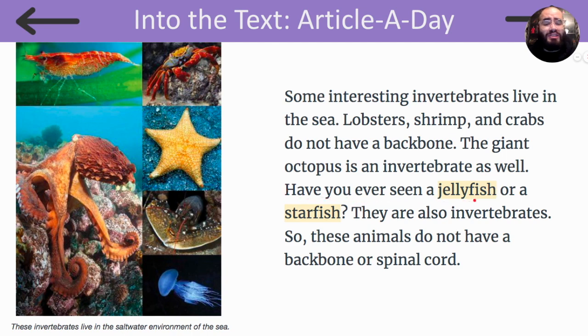Have you ever seen a jellyfish or a starfish? Here we have a starfish. Here we have a jellyfish. They are also invertebrates. So these animals do not have a backbone or a spinal cord. And the caption here says, these invertebrates live in the saltwater environment of the sea. So invertebrates can live on land and in the ocean.